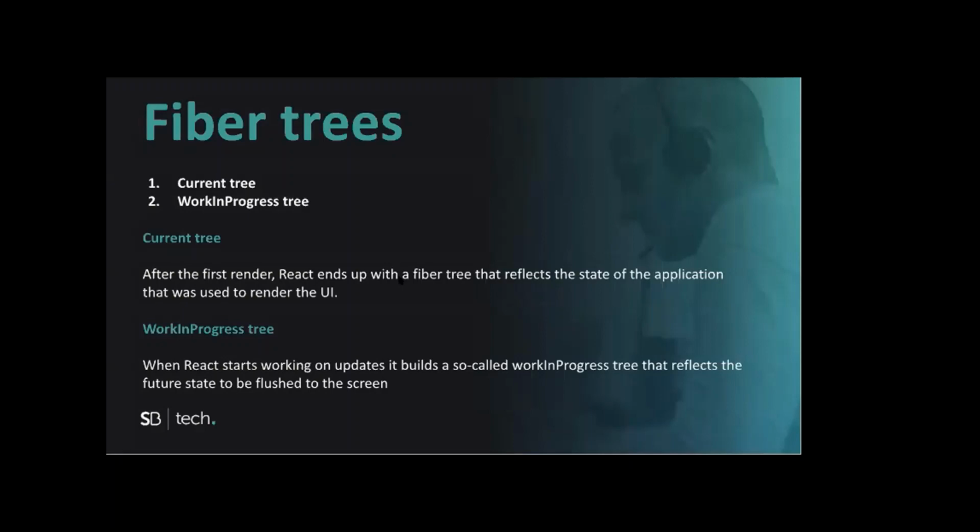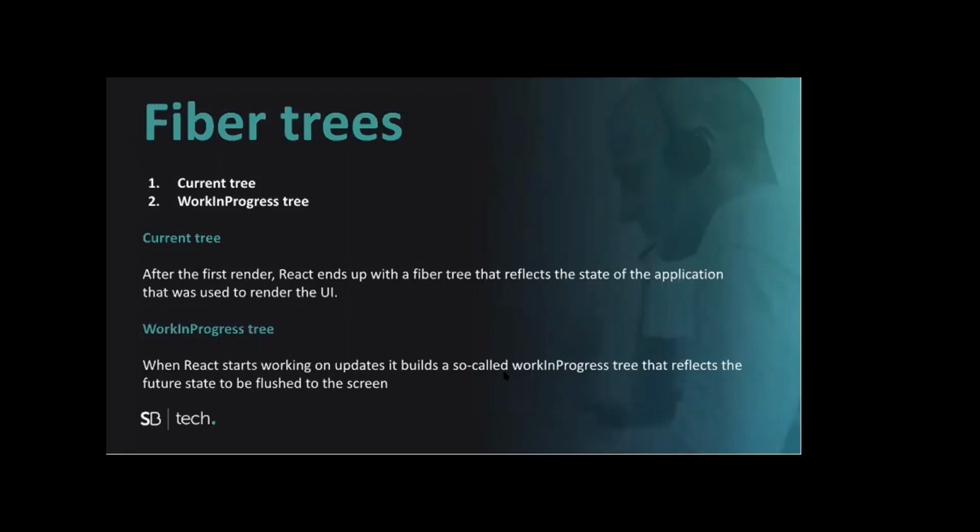So once we are all aware of how the tree is being constructed, there are two different trees that Fiber currently has. One is the current tree, the second one is the work in progress tree. After the first render, React ends up with a Fiber tree that reflects the state of the application that was used to render the UI. So this is the initial state of my current tree, whereas the work in progress tree is built when React starts working on updates, and it reflects the future state to be flushed on the screen.